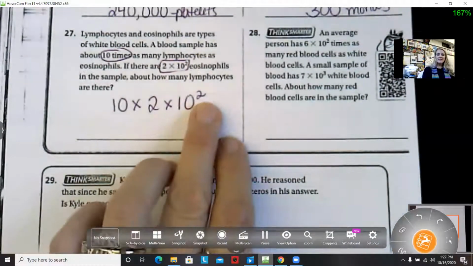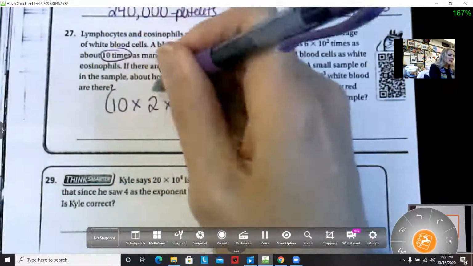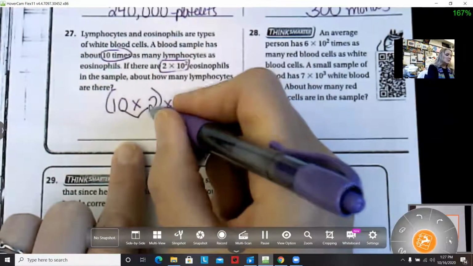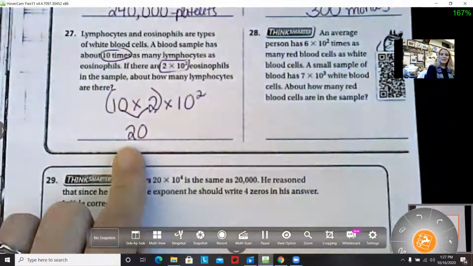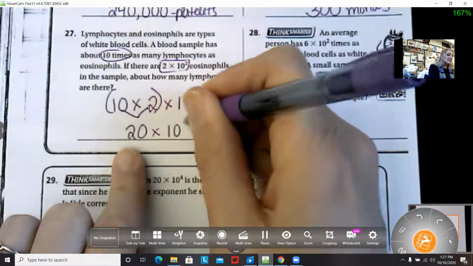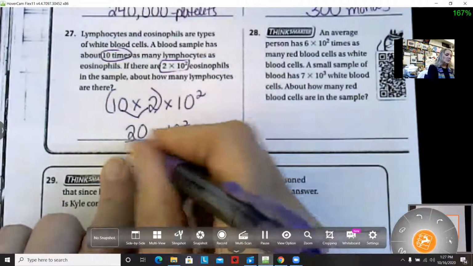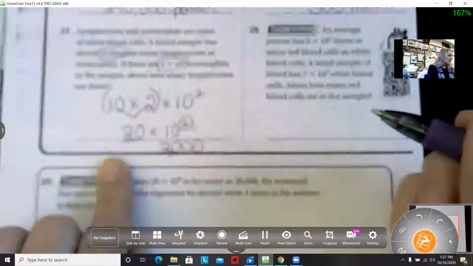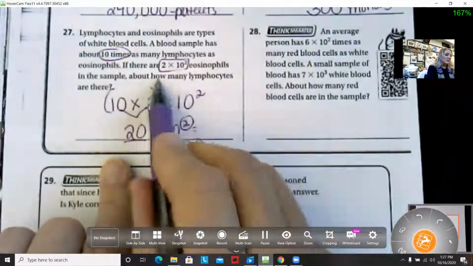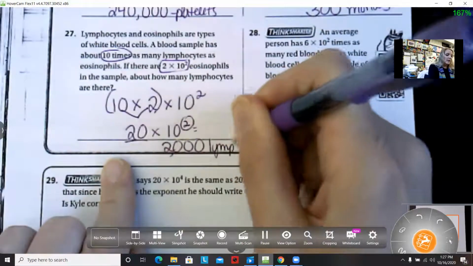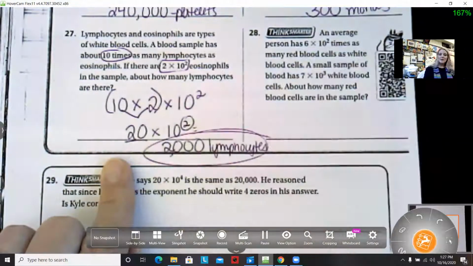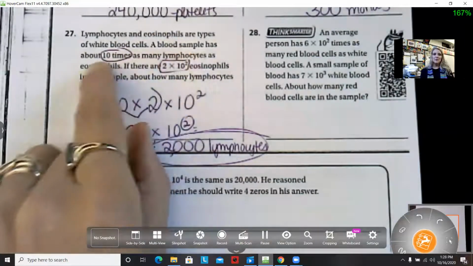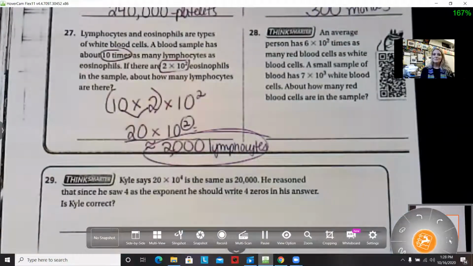If we keep out 10 to the second power and do that last, let's put in parentheses 10 times 2, which we know is 2 times 1 is 2, and add a 0. We know that 2 tens is 20. So let's put 20 times 10 to the second power. And we just know that we have to write 20 with how many zeros? 2. So that would be the answer, 2,000. And about how many lymphocytes? We have to write the label lymphocytes. About 2,000 lymphocytes. And I could put that about sign there because everything's about this, about that.